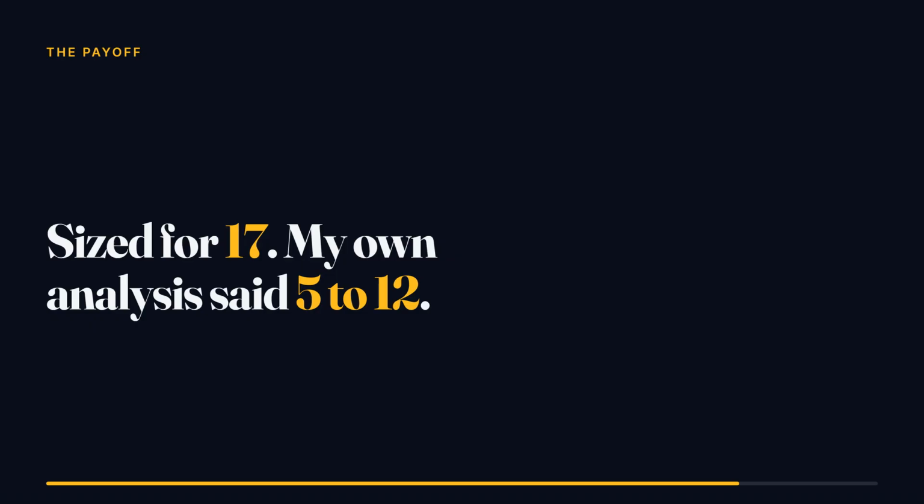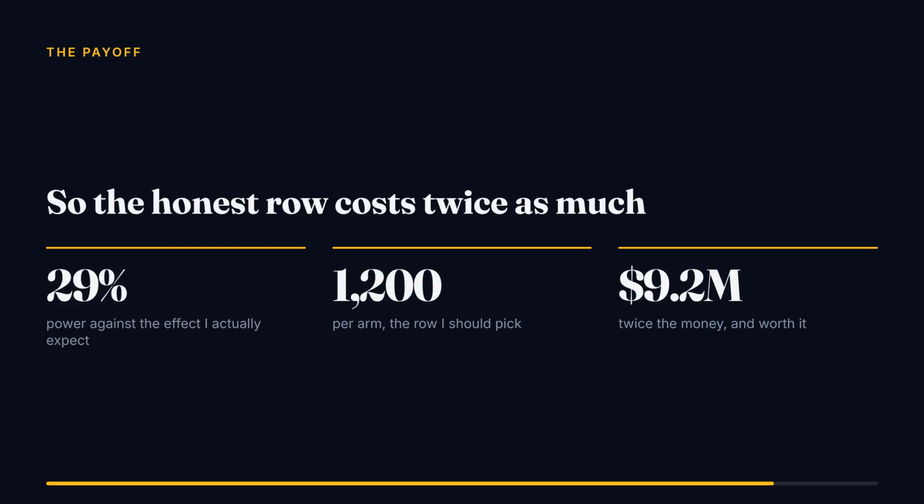And then I found the flaw in my own headline. That row is sized to detect 17 prescriptions. My own analysis said the real effect is 5 to 12. Power against 8.5 is 29%. So the honest recommendation is the next row up, 1,200 per arm, 9.2 million, twice the money, and the cheapest design that can actually answer the question.